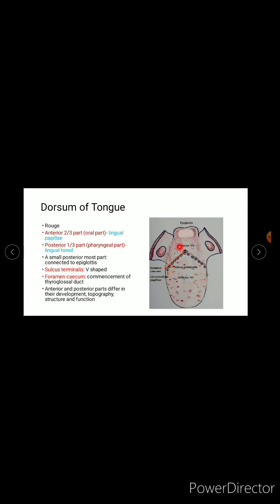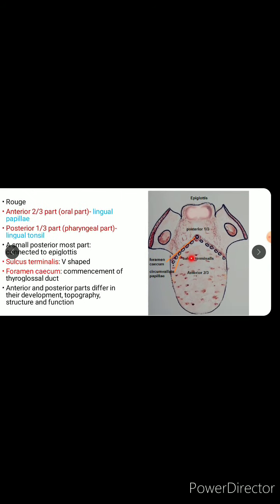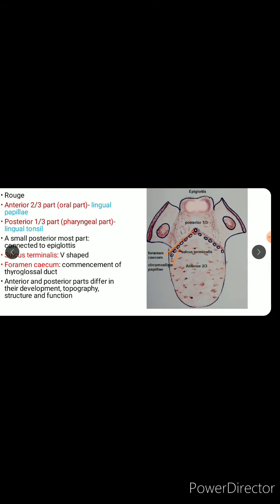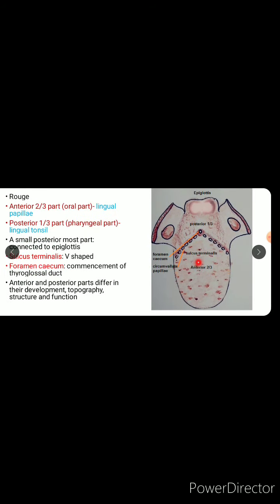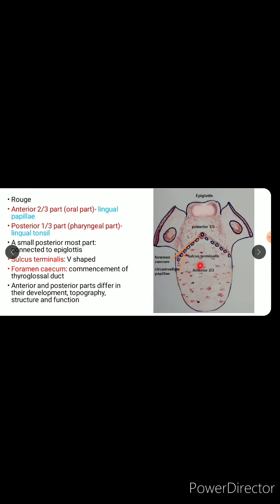Now this diagram shows the dorsum of the tongue. The dorsum of the tongue is rough, and it has anterior 2/3 part, that is also known as the oral part, and the posterior 1/3 part, that is known as a pharyngeal part.